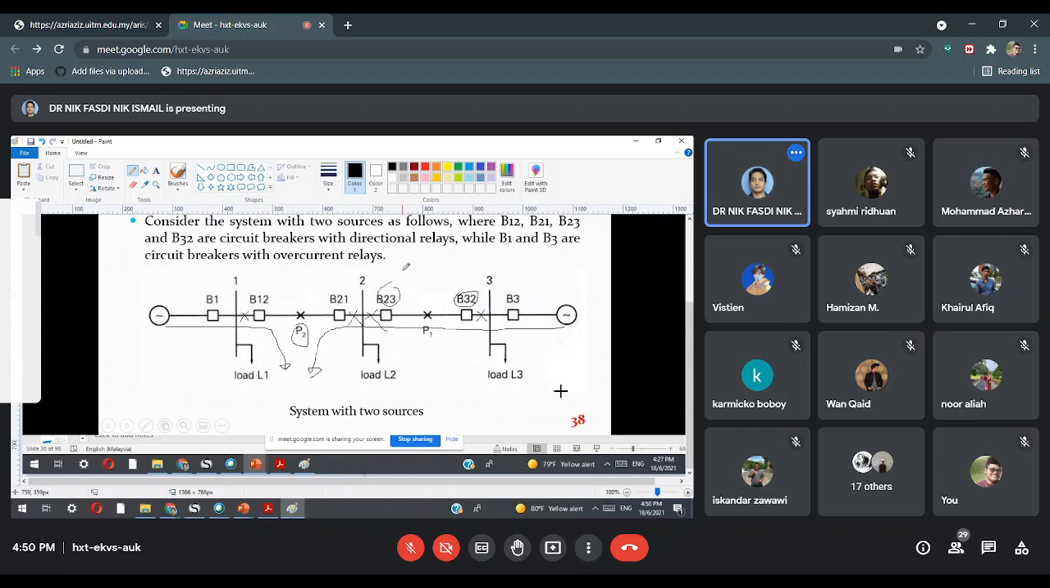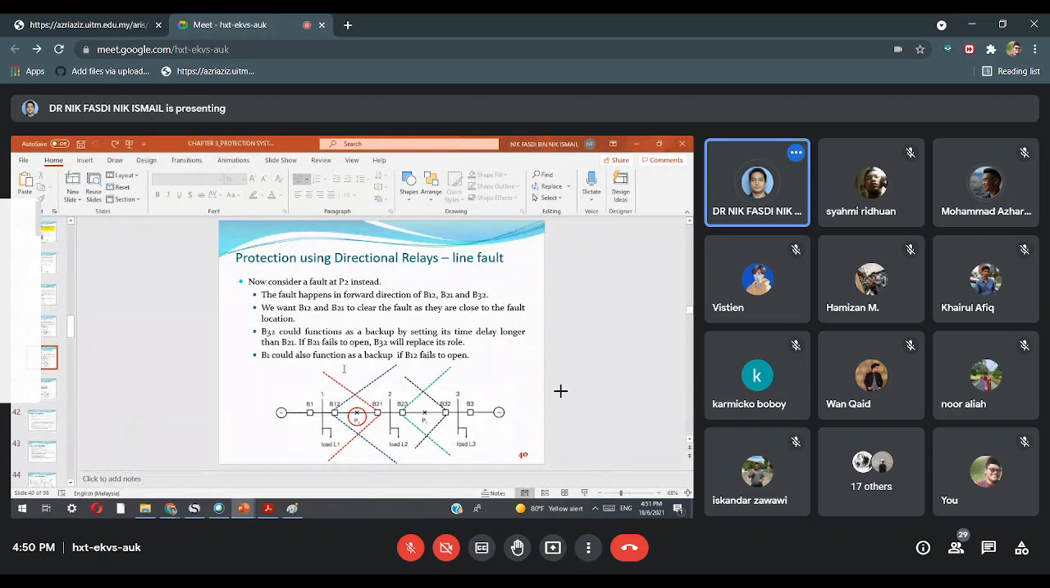So this is reverse. Tu nak valid tak boleh? Ini valid, ini pun sama valid and this one valid. Tapi valid bukan untuk this current tapi current yang ni, source yang ni. Faham? Okay. Alright, good. So then we have also the backup.